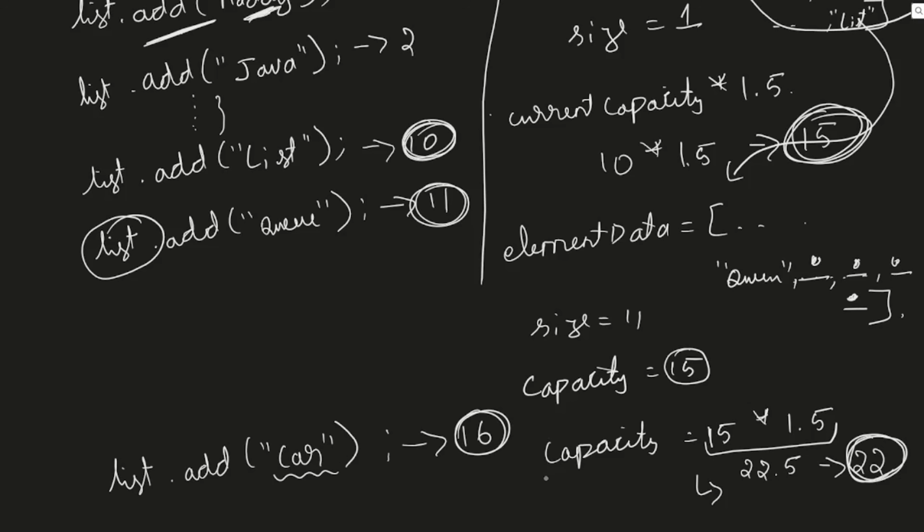This is how the cycle goes. Whenever the list is filled with all the current capacity, and you try to insert a new element into the same list, it will increase the current capacity to its 150 percent, meaning current capacity into 1.5. This is how dynamic allocation happens for ArrayList. I hope so far the concept of ArrayList is clear.